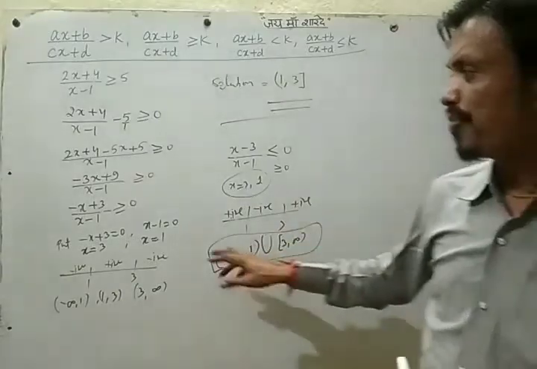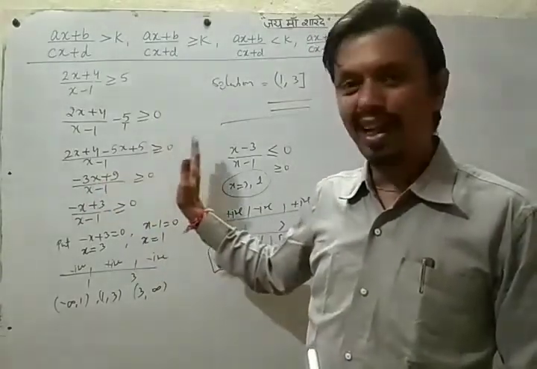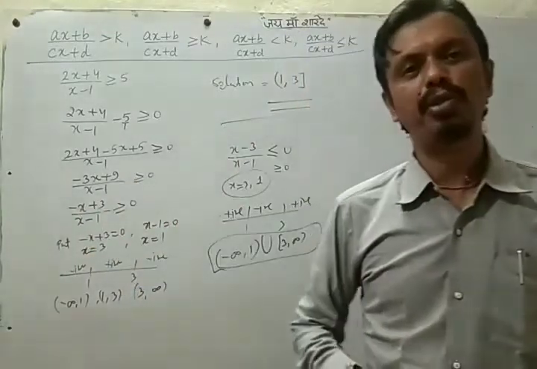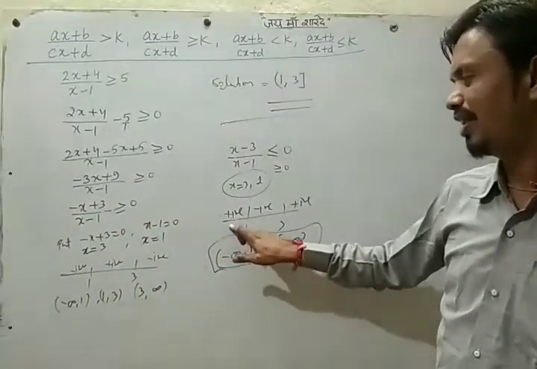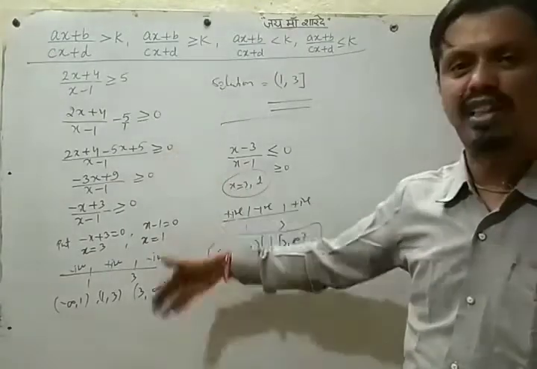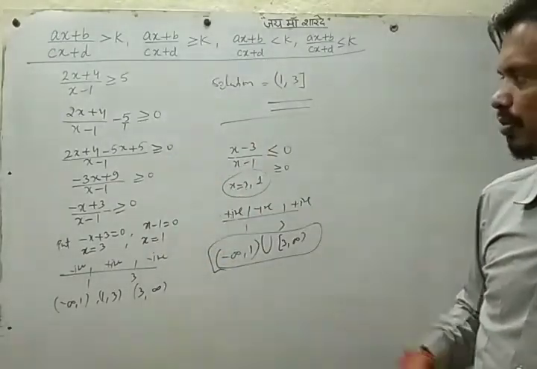So one thing to do: after making the right side 0, the coefficient of x should be positive. If we make it positive, then you always get this pattern, positive, negative and positive. According to that we can see our solution. Okay? Please note down.